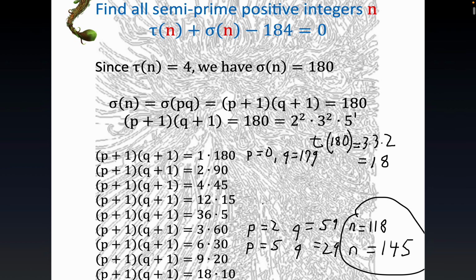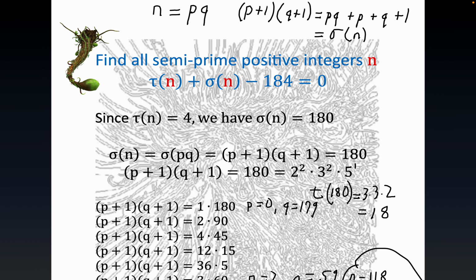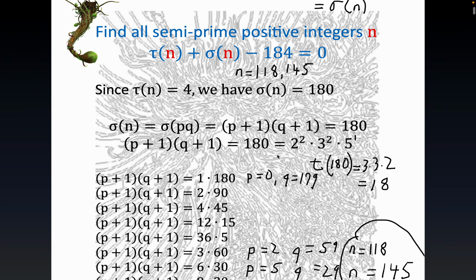Find all semi-prime solutions. Well, I get n equals 118 and then 145. Notice these two values would be kind of hard if you're trying to guess and test your way through this. It'd be rather tough to guess these 3-digit numbers, right? So this form here is very nice, methodical, and exhaustive.